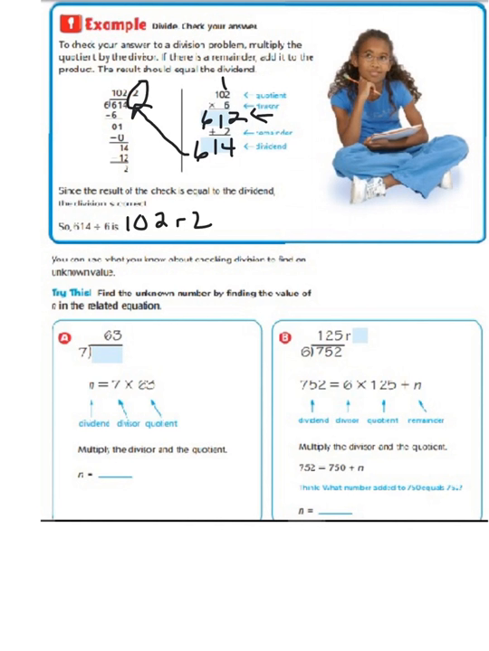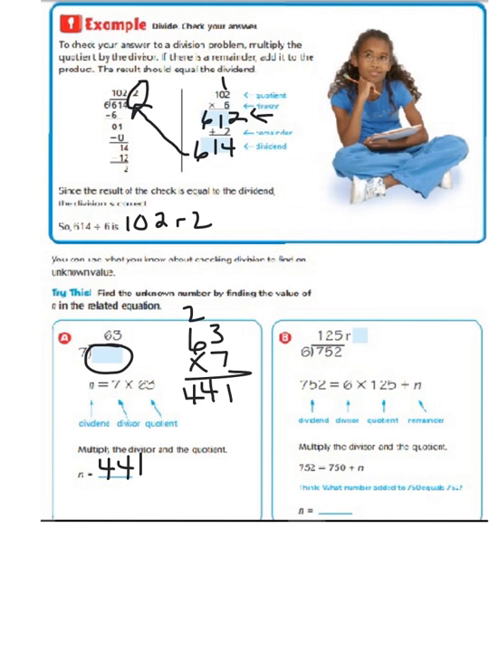So when we multiply those out, we take 63 times 7. 3 times 7 is 21. Carry our 2 to our 10 spot. 6 times 7 is 42, plus 2 is 44. So when we multiply those out, we know that our dividend, or n, equals 441.